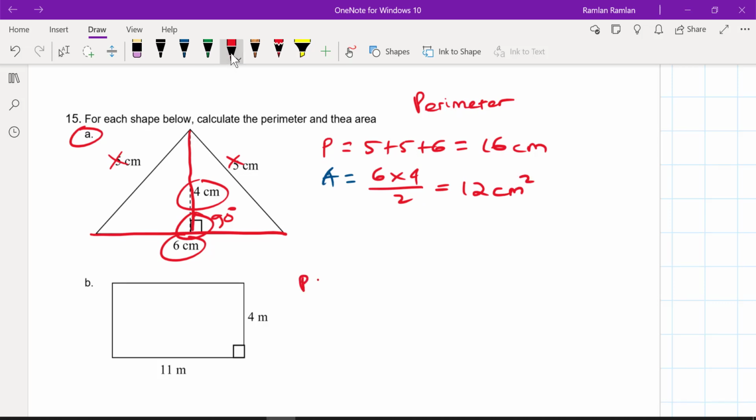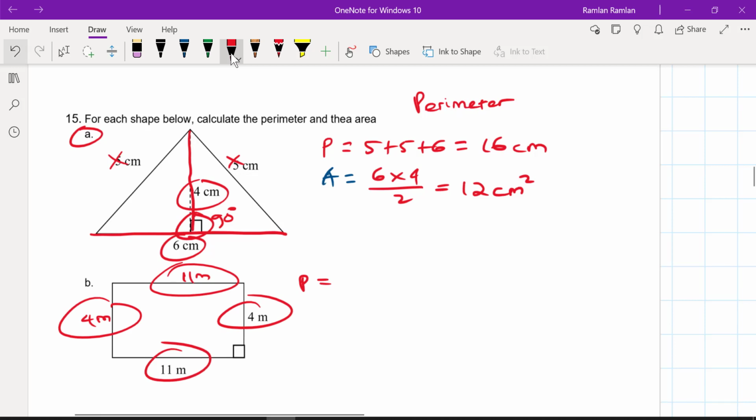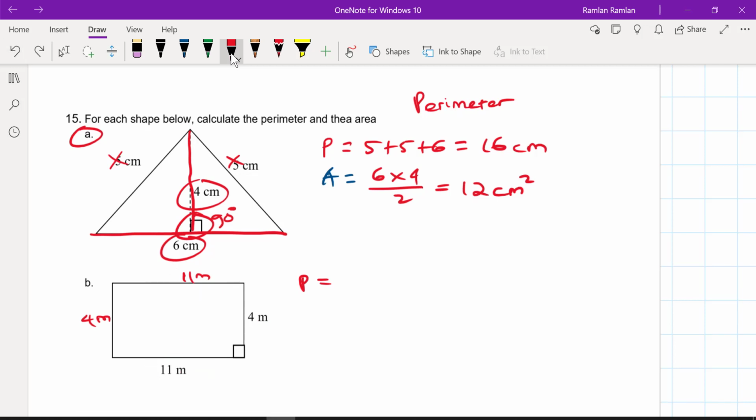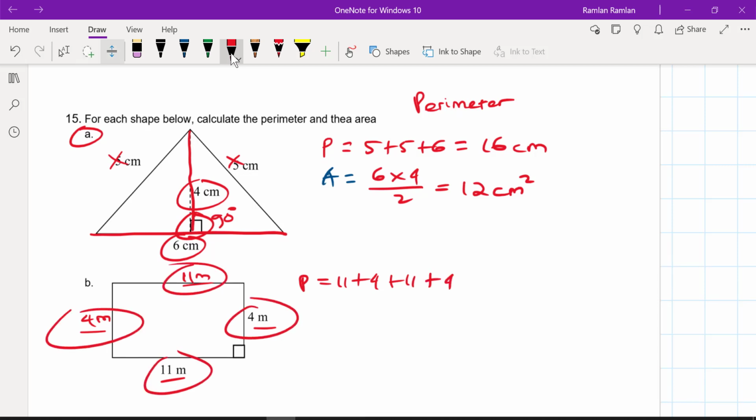Okay, question B in here. The first one is the perimeter. Again guys, the perimeter is just the distance around the shape. So this is a rectangle. If this is 11 and this is 4, this is also going to be 11 meter, and this is going to be equal to 4, because these two are the same and these two are the same. Now again, to find the perimeter, you only need to add all of the side lengths, which are these 4, right? So it'll be 11 plus 4 plus 11 plus 4. Just add all of them, and you will get 30 meter.